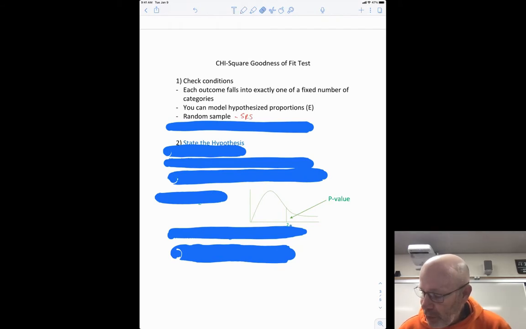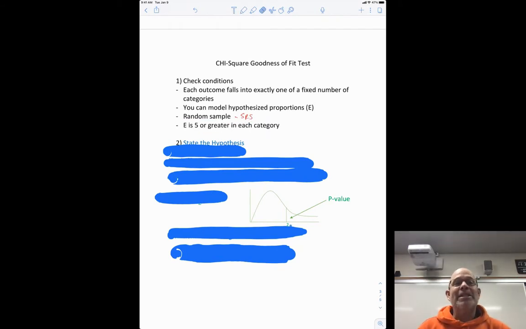And then maybe the most important one is each expected outcome, each E, has to be greater than or equal to 5. It's the whole same idea. We need to get enough to make our distribution look like it's supposed to look like. So each expected value is greater than 5. And as normal, you would not just say that, you would confirm it. And I'm going to run an entire test here in just a second after I go through a general one.